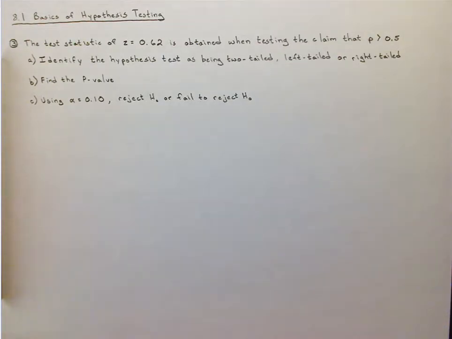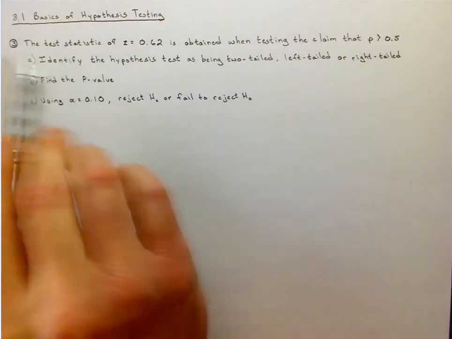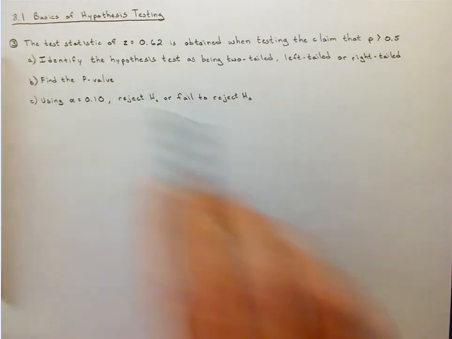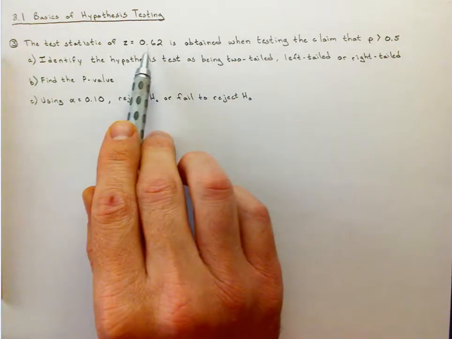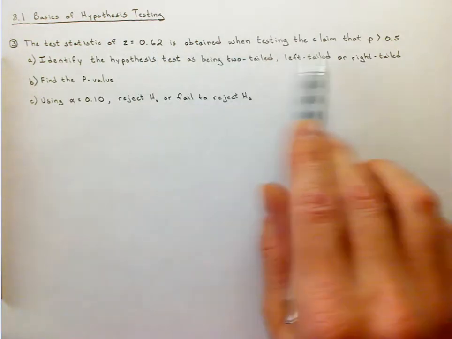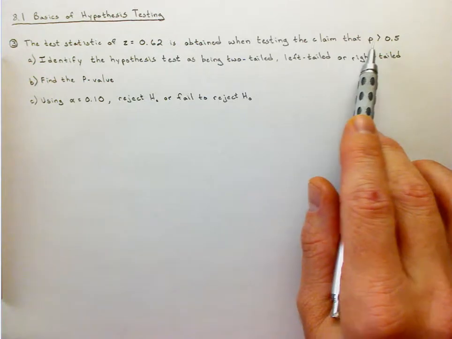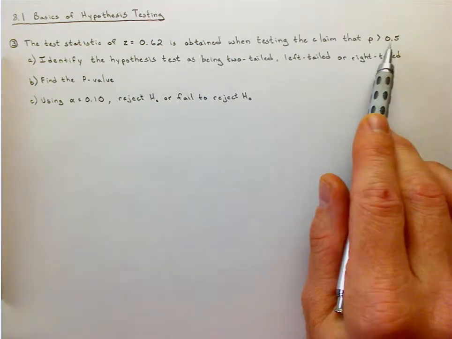Hey guys, another problem from chapter 8.1, Basics of Hypothesis Testing. With this problem, we're going to go through the steps for the hypothesis test. So, really not a word problem, not a bunch of information we have to discern. It's given to us straightforward. So the test statistic of z equals 0.62 is obtained when testing the claim that p is greater than 0.5.